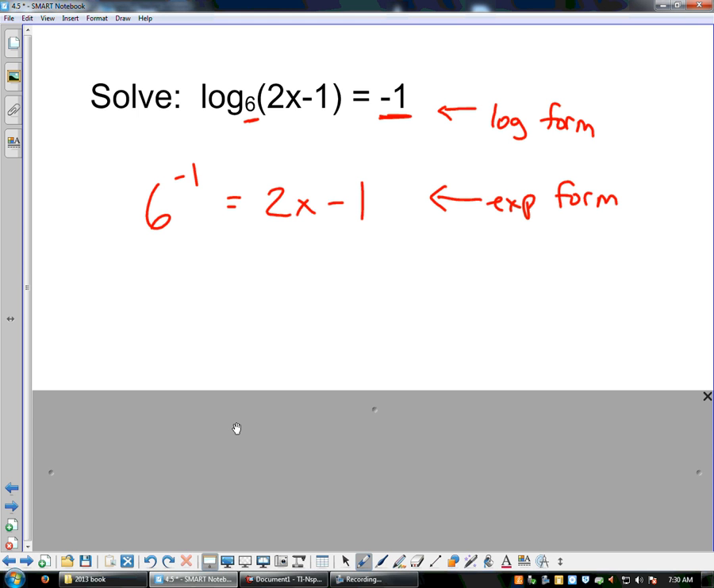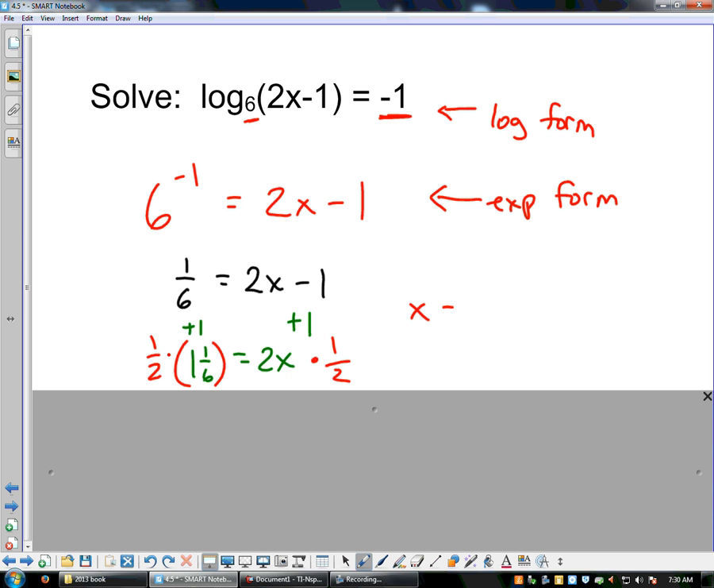minus 1. And 6 to the negative 1 is 1/6. And so I get 1/6 equals 2x minus 1. And I can solve this nice little linear equation, add 1 to both sides. So I get 1 and 1/6 equaling 2x. And then I can multiply both sides by 1/2 to get my answer. And so when I do that, 1 and 1/6 is really 7/6. So I get 1/2 times 7/6. I'm getting 7/12 as my answer for this problem.